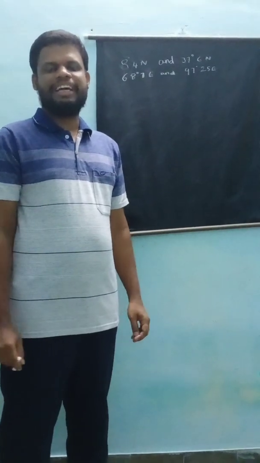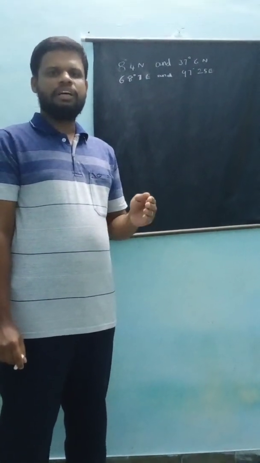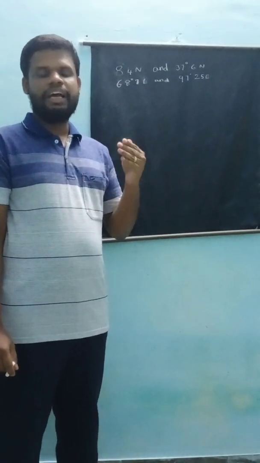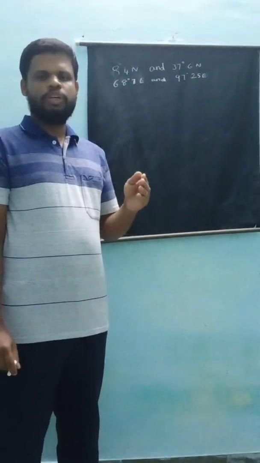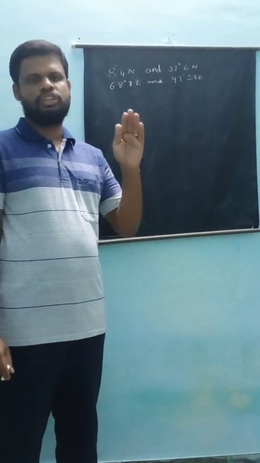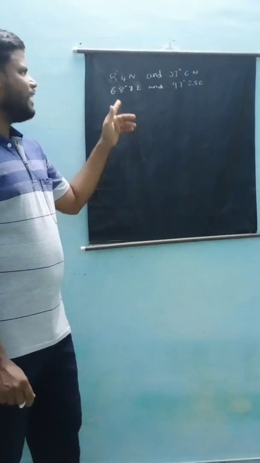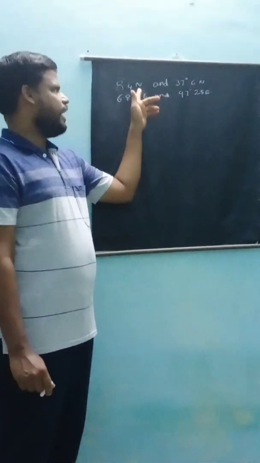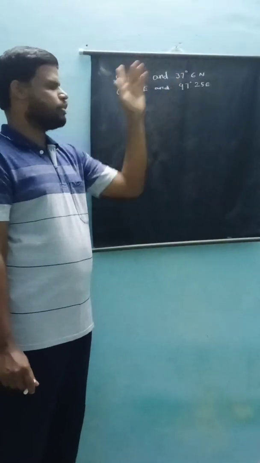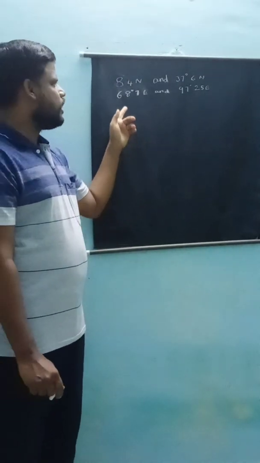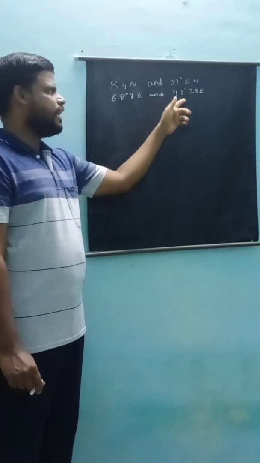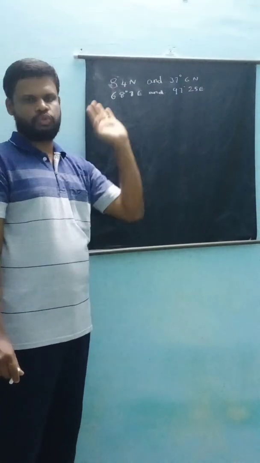Last video I explained about India, its size and location, its neighboring countries and its boundaries. Today we will study about latitudinal and longitudinal extent of India. India's latitudinal extent is 8°4' north and 37°6' north, and the longitudinal extent is 68°7' east and 97°25' east.